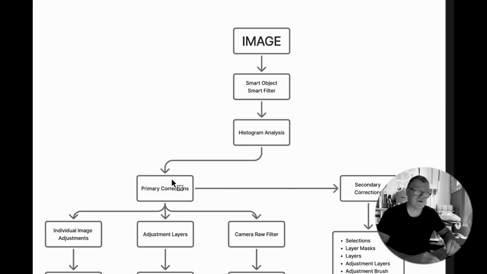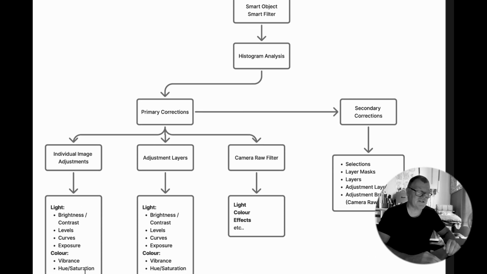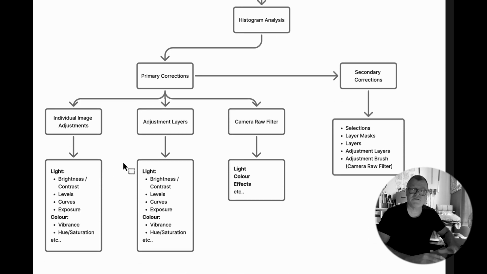Then you do a primary correction. So the primary correction is the overall improvement of the image in terms of its light and its color. So does it need more contrast? Does it need to be brighter? Does it need to be darker? Do the colors need to be more saturated, less saturated, and so on?